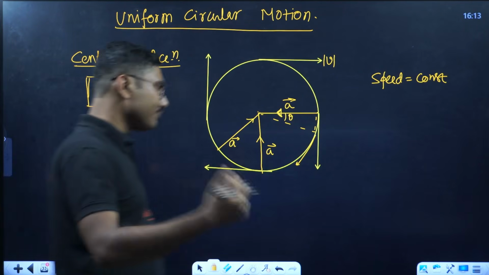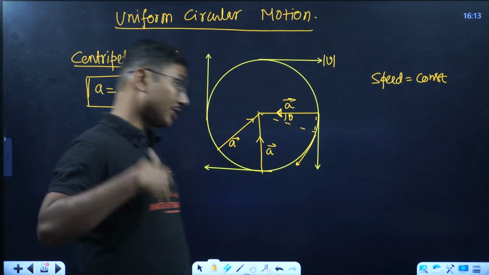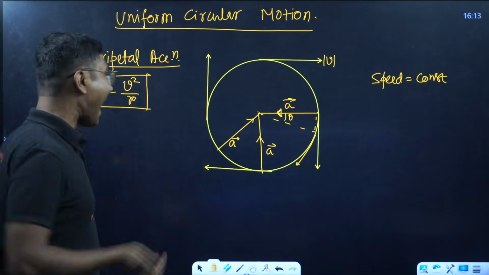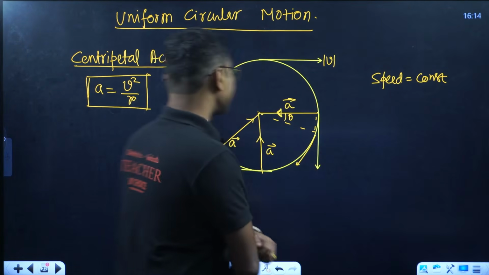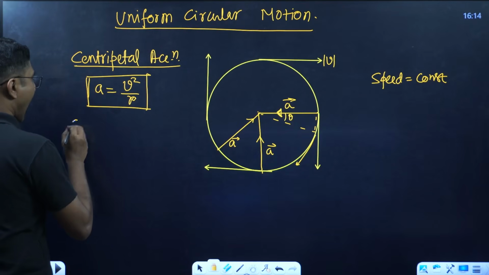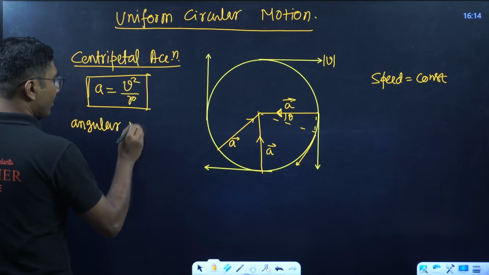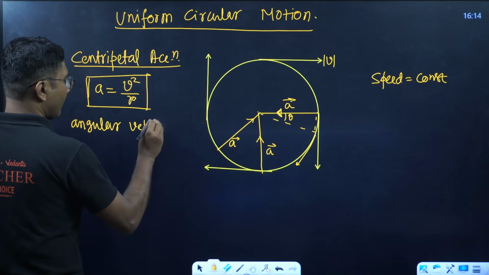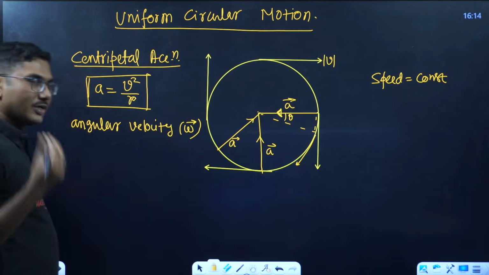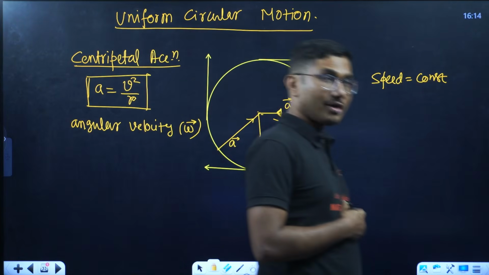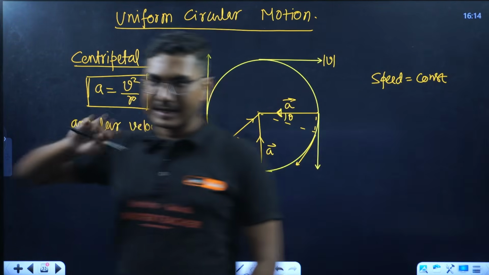Now a few terms in rotational motion. For example, first is angular velocity. So far we are talking about speed, velocity, etc. Now let us discuss another quantity, which is called angular velocity, omega. And as we are terming it as angular velocity, it is a vector quantity. Okay, we will see the direction as well, don't worry.